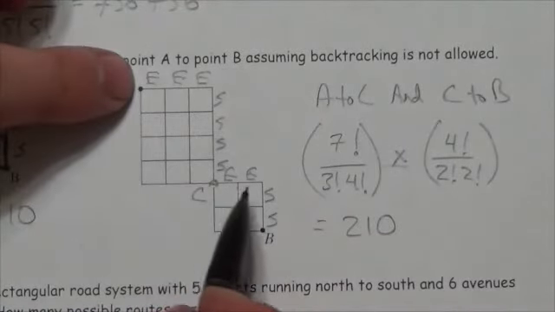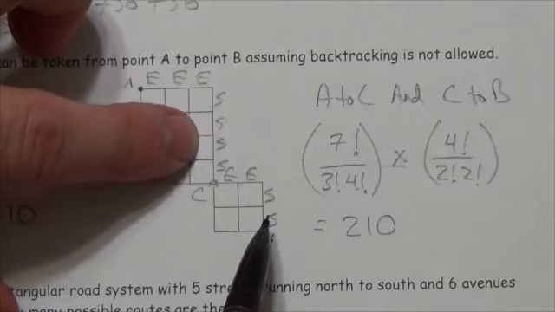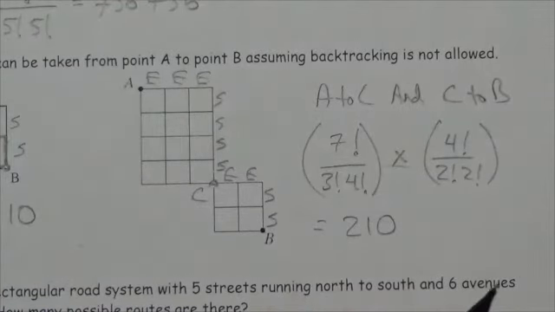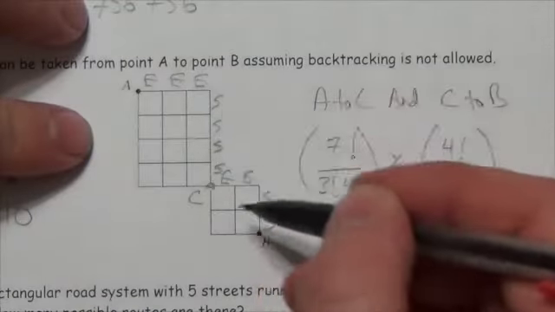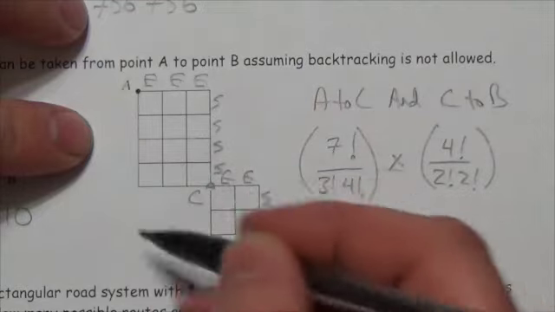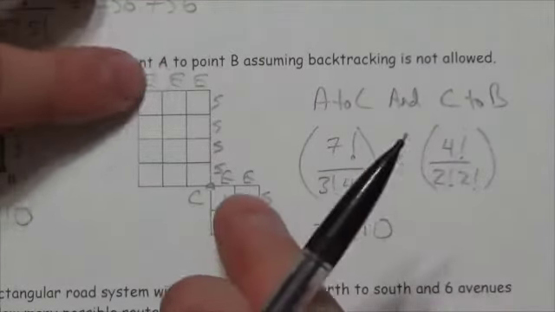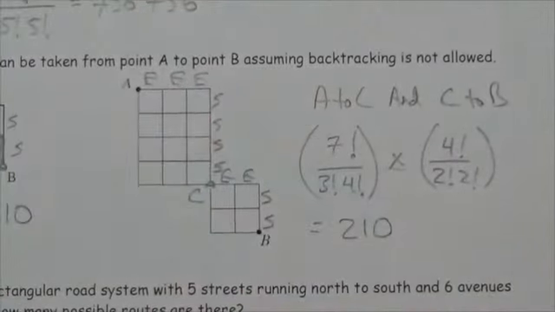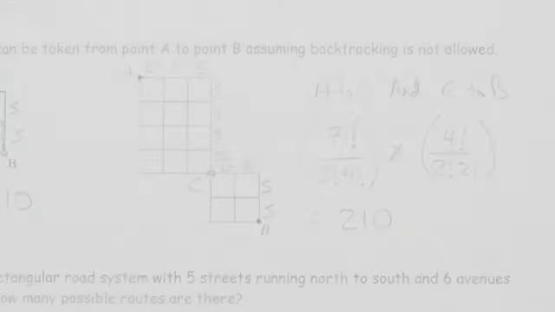Would that be 5 factorial, 6 factorial? Don't do that. That implies that you've got a lot more line segments here that you don't. Treat them as two separate grids and then multiply the results together.